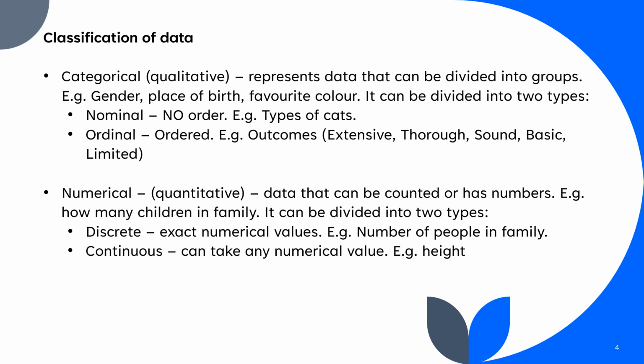Classification of data, you've got categorical, also known as qualitative. That's representing data that can be divided into groups. So gender is a good example, place of birth, favorite color, and you have nominal where there's no order, or ordinal where there is an order. Numerical is quantitative, and that's where the data can be counted. So numbers are normally a good example, so how many children, and you can divide into two groups. Discrete, where they're exact, or continuous, which can take any numerical value. So that's multiples of decimals.